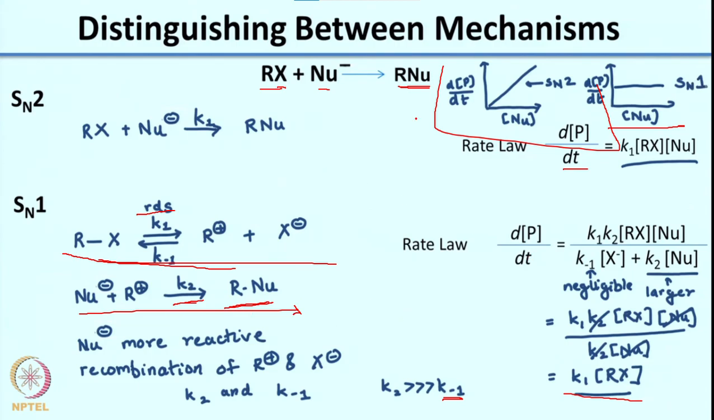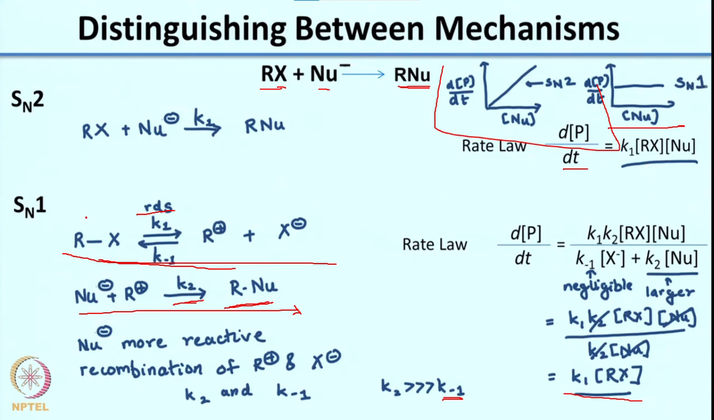Then we have observed the actual reaction type. Instead of writing A and B, we observe that in the SN2 reaction we have RX, where X is a leaving group, plus a nucleophile, which gives R-Nu. So here we have written the rate law, that is dP by dt, the product formation with respect to time. The reaction rate depends on the concentration of both the substrates, that is the nucleophile as well as the alkyl halide.